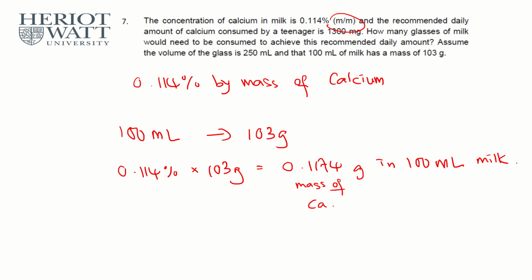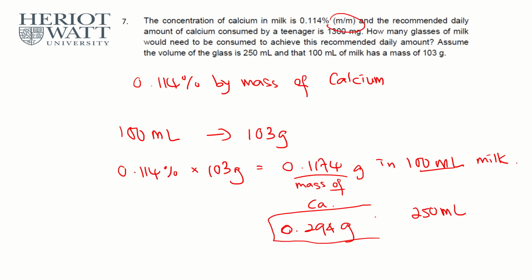So what to do next? One glass is 250. If 100 ml gives you this mass, so for 250 ml, what is the mass of calcium? It should be 0.294 grams. Okay, so in 100 ml, you have 0.1174. In 250, you should have 0.294 grams of calcium. For one glass, you have 0.294 grams of calcium.